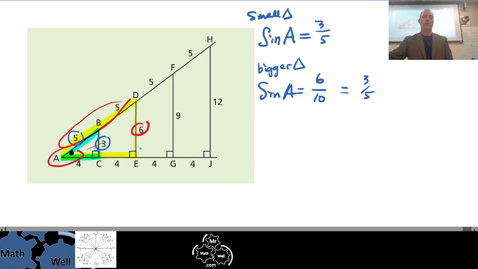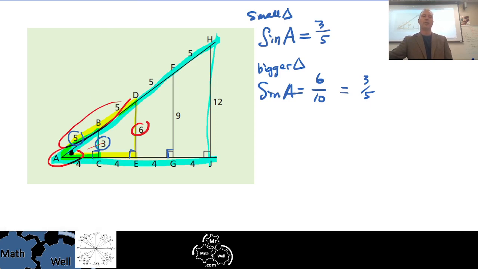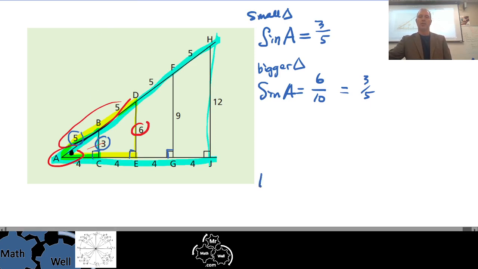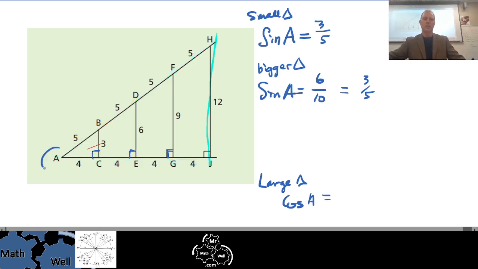Okay, so all right angles at the bottom here. I'm going to skip now to the largest possible triangle that we have here, this one here. And let's do the cosine. So of the large triangle, the cosine of A, I'll do that down the bottom here. The cosine of A is going to be, what is it? CAH TOA. Right. So cosine is adjacent over hypotenuse.